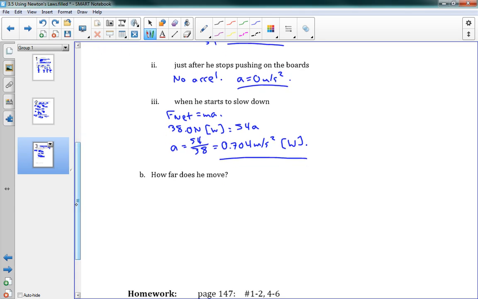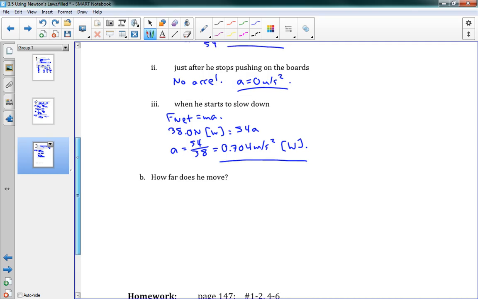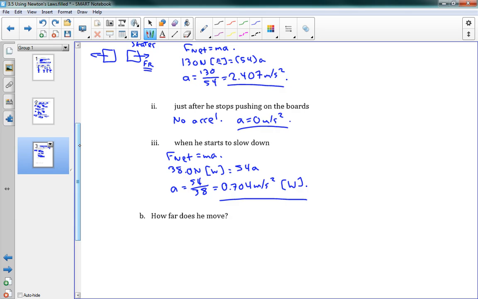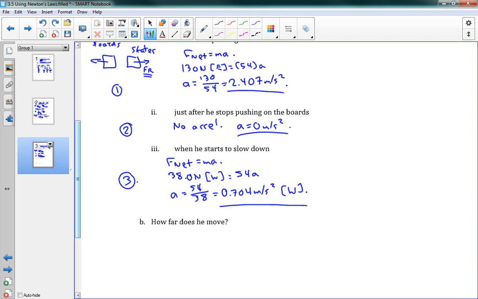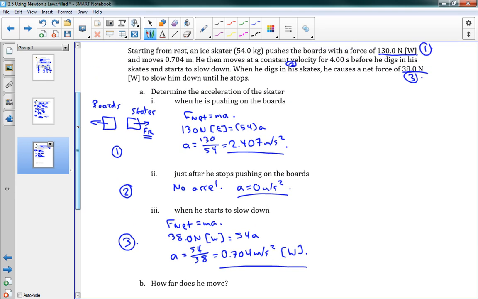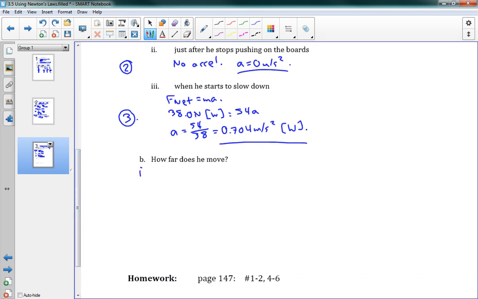Beautiful. So, how far does he move? Ooh, this is a bit tricky, because again, we need to do this in 3 steps. Step 1, step 2, and step 3. How far does he move? Well, to do that, we need to find out a couple pieces of information. In step 1, we're told how far he moves, 0.704. So for step 1, I can say delta D equals 0.704 meters.